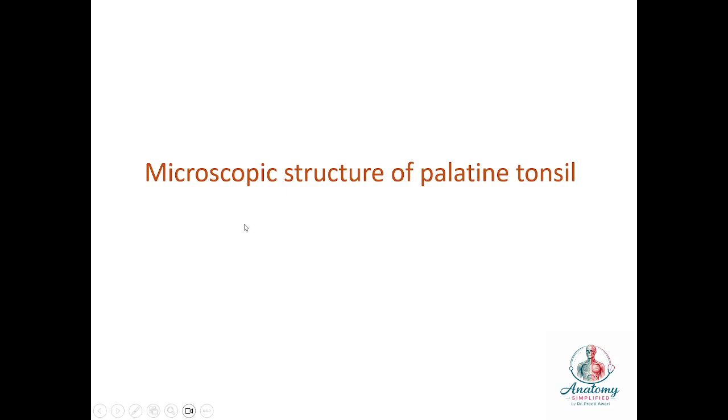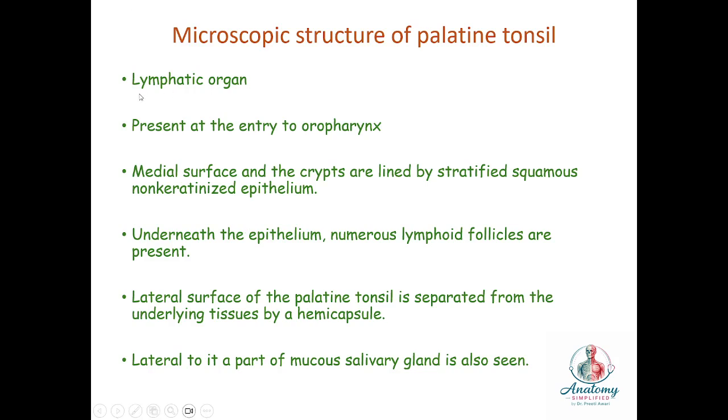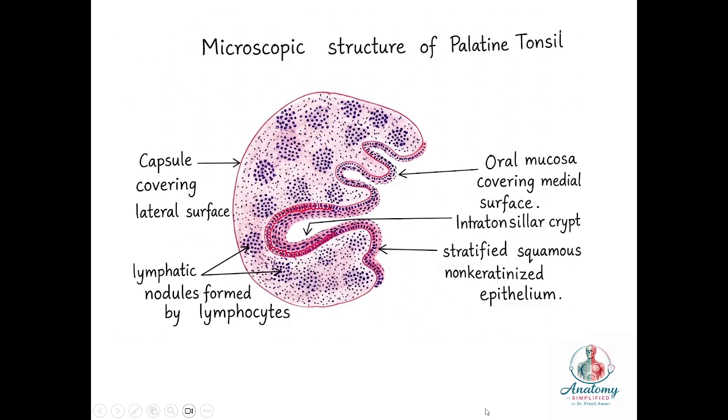Microscopic structure of the palatine tonsil. Tonsil is a lymphatic organ present at the entry of the oropharynx. It will have a medial surface and a lateral surface. The medial surface and the crypts are lined by stratified squamous non-keratinized epithelium. Underneath the epithelium, numerous lymphoid follicles are present. The lateral surface of the palatine tonsil is separated from underlying tissue by a hemicapsule. Sometimes lateral to this hemicapsule, a mucous salivary gland section can be seen.